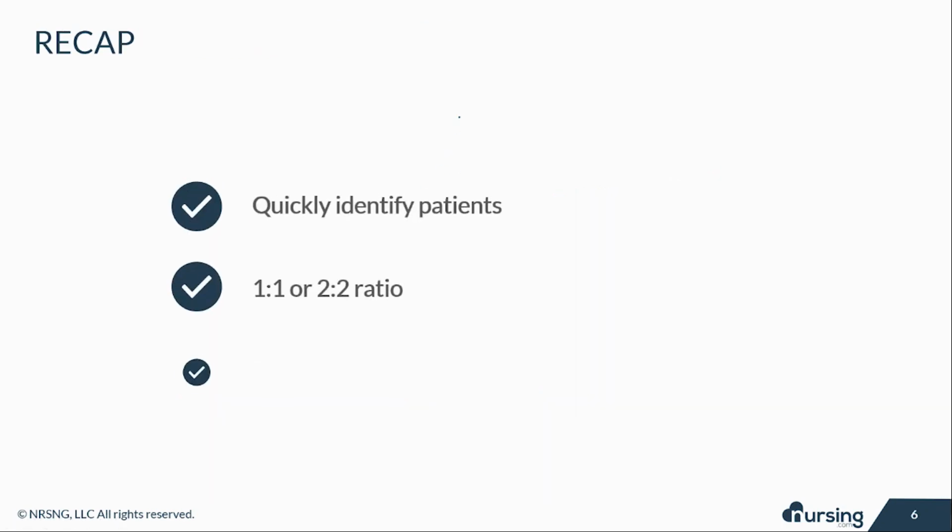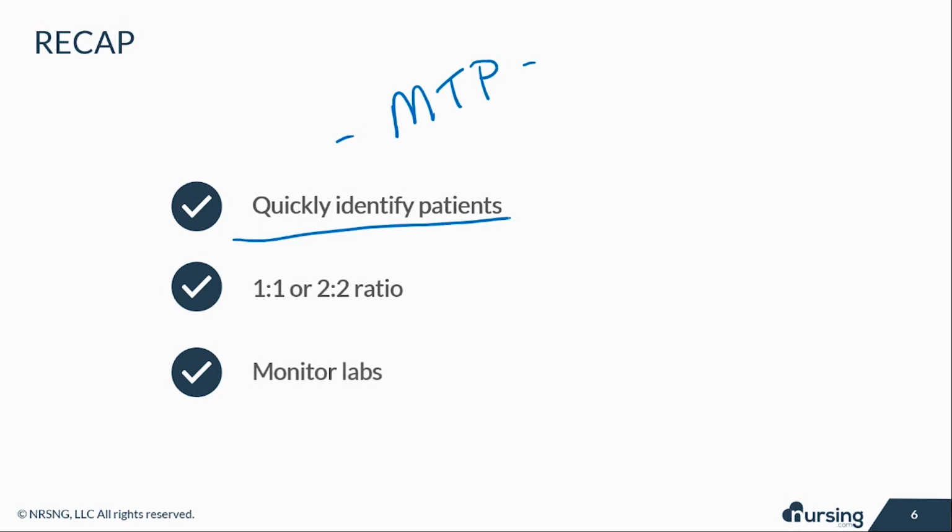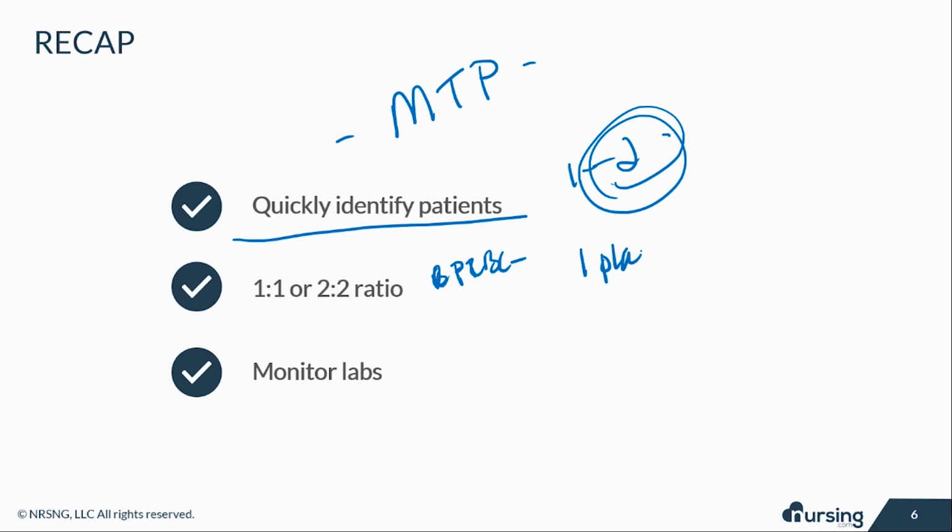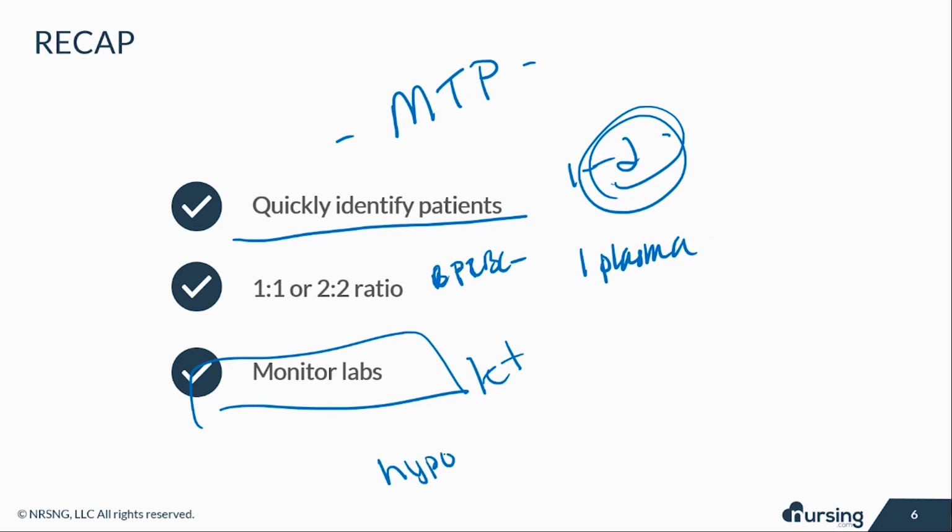So to recap this little lesson on massive transfusion protocols, you have to quickly identify the patients that need it. If you know somebody has a hemoglobin of 1 or 2 and they are hemodynamically unstable and bleeding, we need to get as much blood in them as quickly as possible, so you activate it. Make sure that you understand, depending on your facility, you're going to give blood or packed RBCs, and you're usually going to give plasma along with it to prevent them from bleeding. And then, of course, you monitor labs. You want to monitor your potassium and calcium to make sure that they're okay, and you monitor for hypothermia.